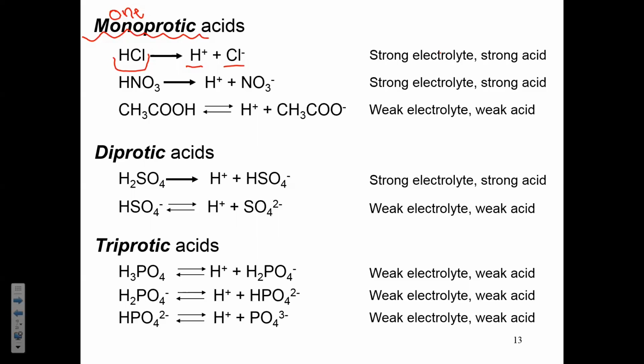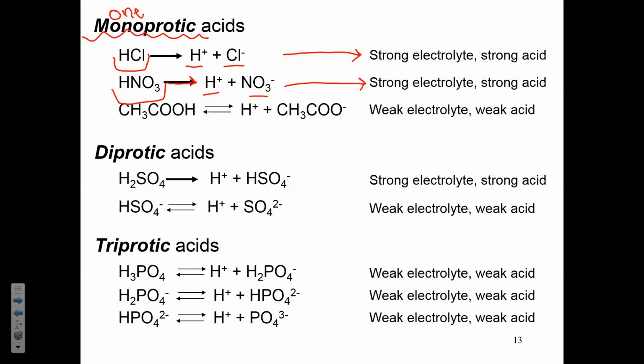Here, HNO3, again, when it dissociates into that H and that NO3, it dissociates once. Because these dissociate completely, we call them strong electrolytes. Not all compounds are like that, but they can still be considered monoprotic.